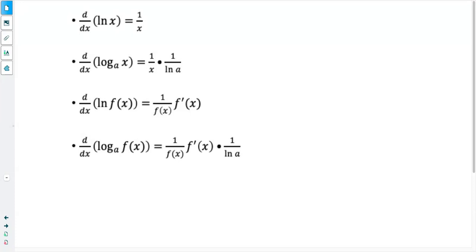The derivative of the natural logarithm of a function of x is equal to 1 over that function of x times the derivative of that function. And if we have the derivative of log base a of a function of x, that's 1 over the function of x times the derivative of that function times 1 over the natural logarithm of a.